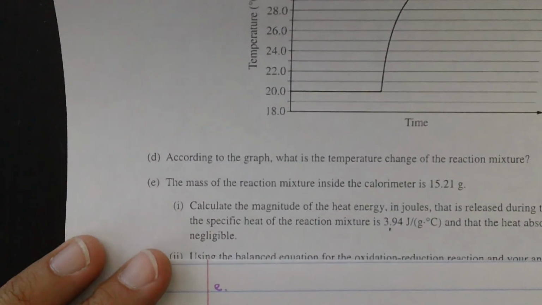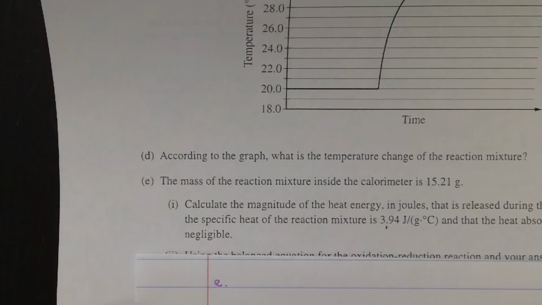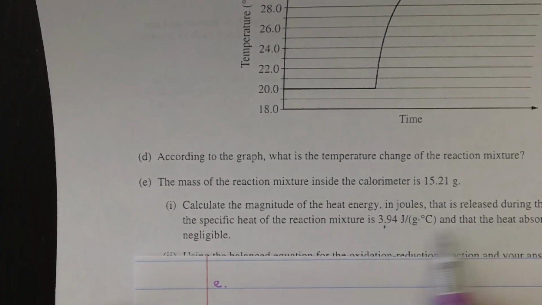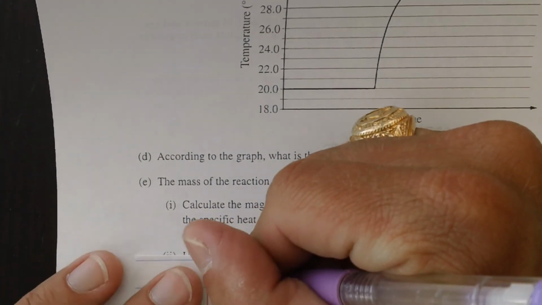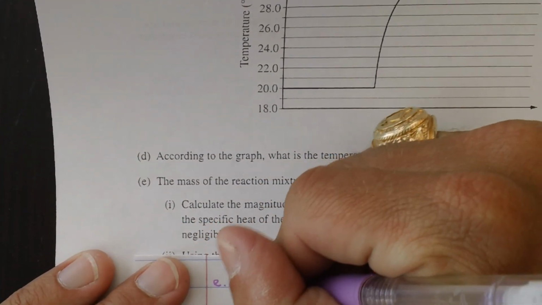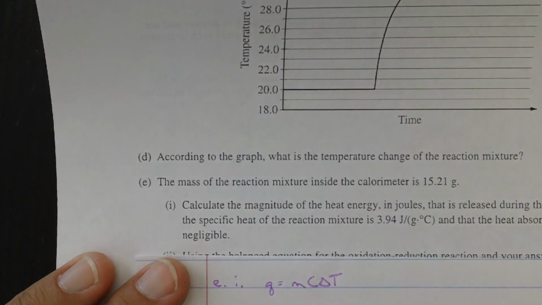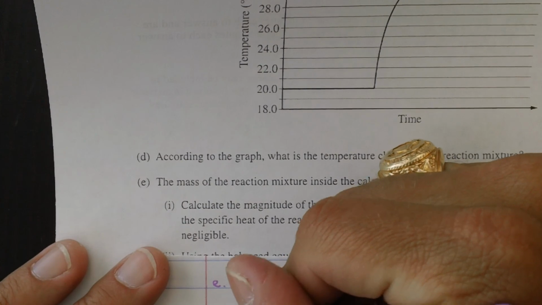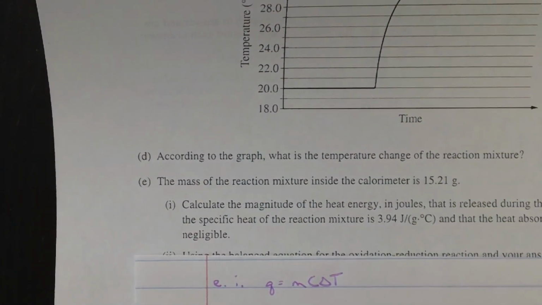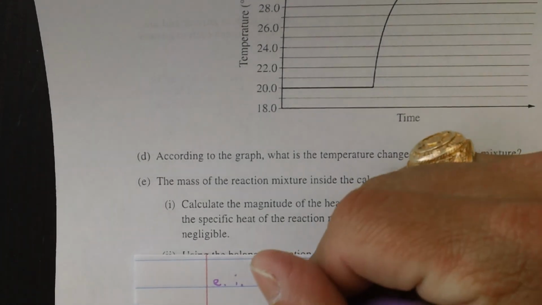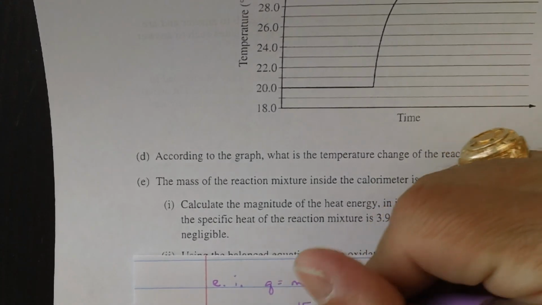Part E says mass of the reaction mixture inside the calorimeter gives you 15 grams of it. Calculate the magnitude of the heat energy in joules. That's important. Assume the specific heat is this. They give us a specific heat. Second I see specific heat, I'm doing Q equals MC delta T. And then I'm hoping I've got everything I need. Q is the heat energy that's going to be released. They give us a mass, 15.21 grams of the solution.